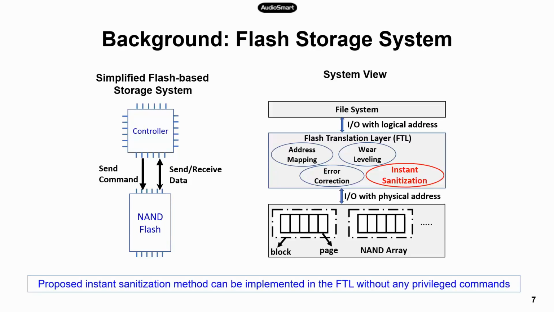This is a more detailed system view. The flash translation layer, or FTL, provides the interface between the host file system and the raw flash chips by mapping logical addresses to physical addresses, and the FTL is in the controller. Our proposed sanitization method can be implemented in the FTL without any privileged command. So our method will be inside the FTL.